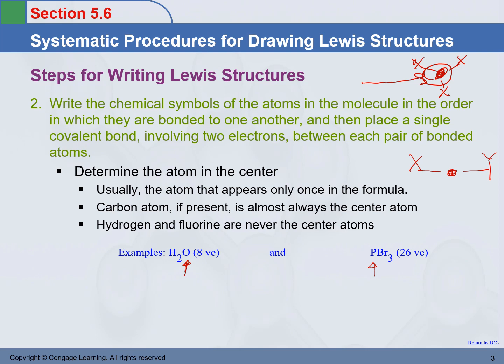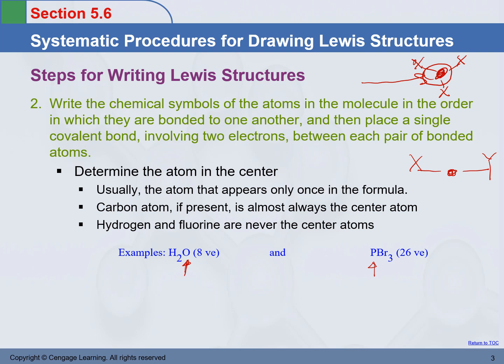Some other atoms like chlorine, bromine, iodine, the other atoms in column 7A, usually do not stay in the center either. At least for this class, you are not going to see them stay in the center in the Lewis structure. Okay, let's move back. Good enough for us now. So now we know for water, oxygen is the center atom. For PBr3, phosphorus is the atom in the center.